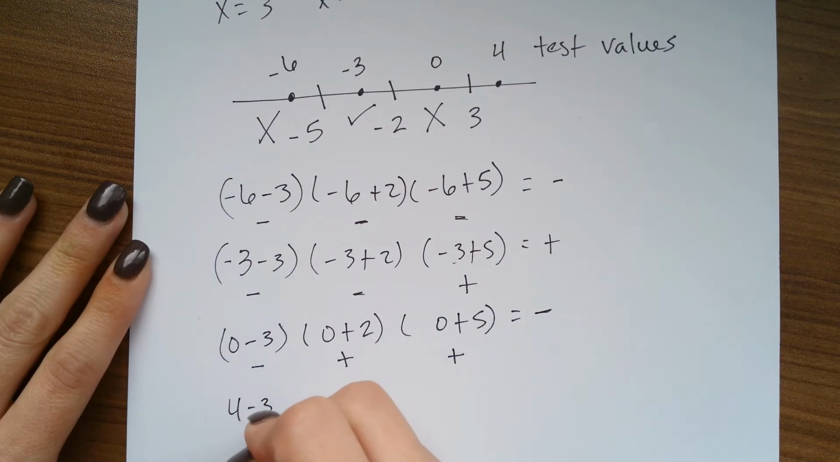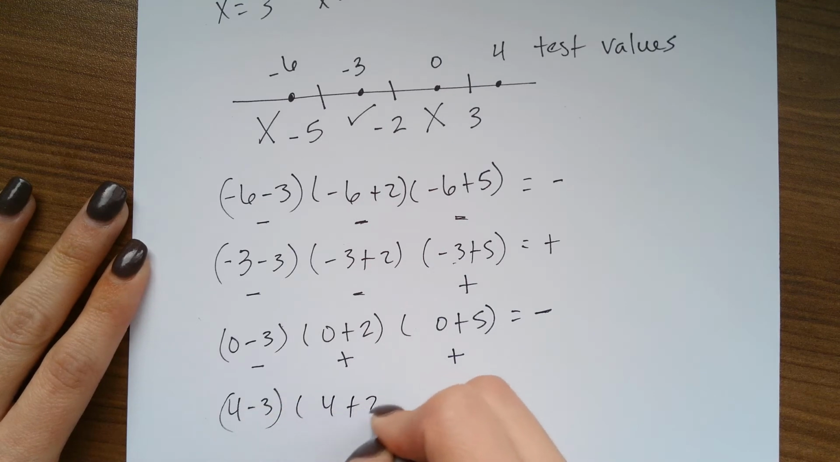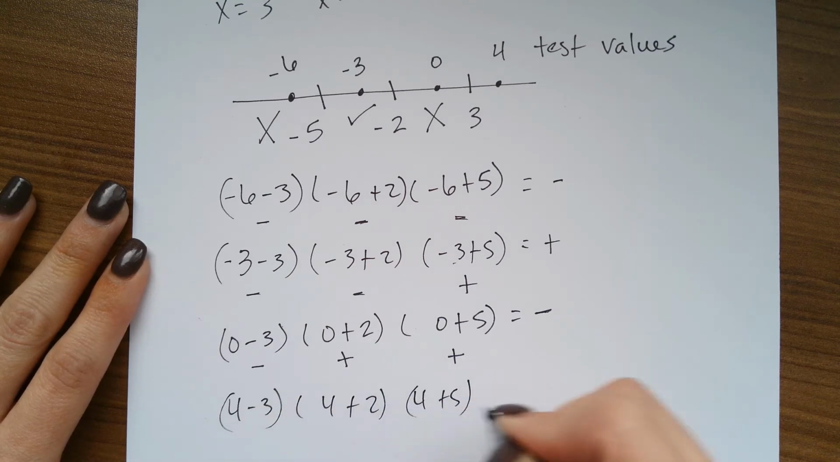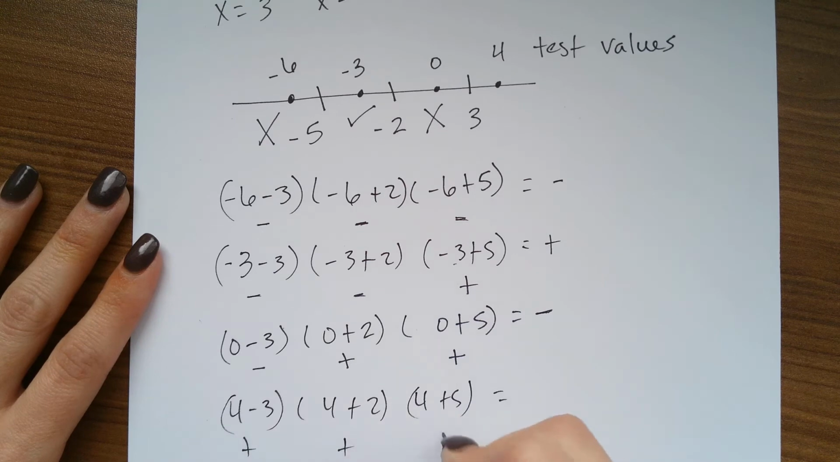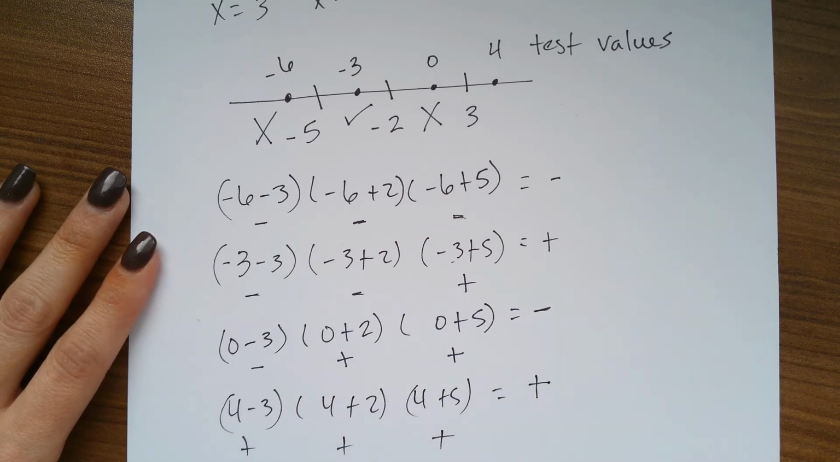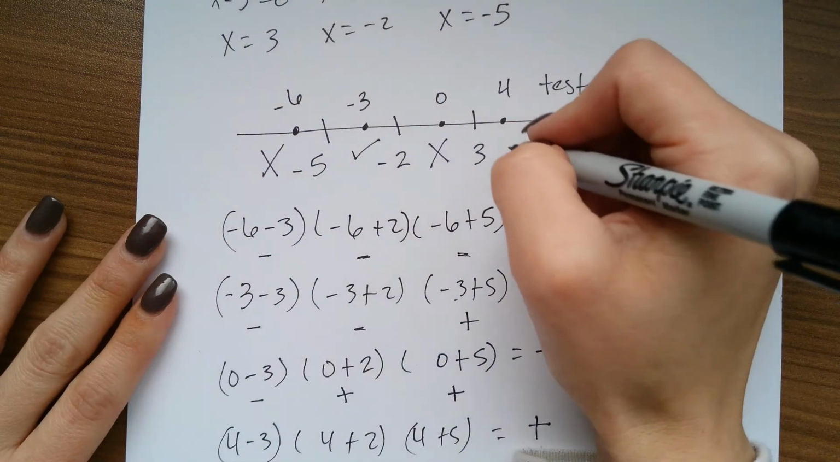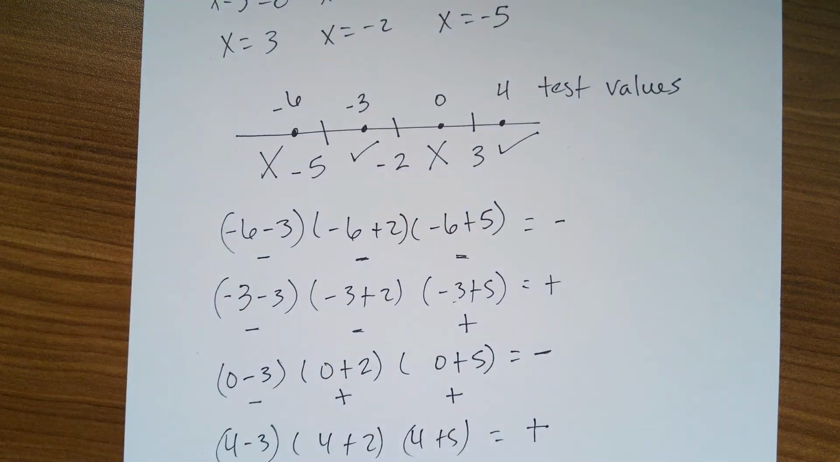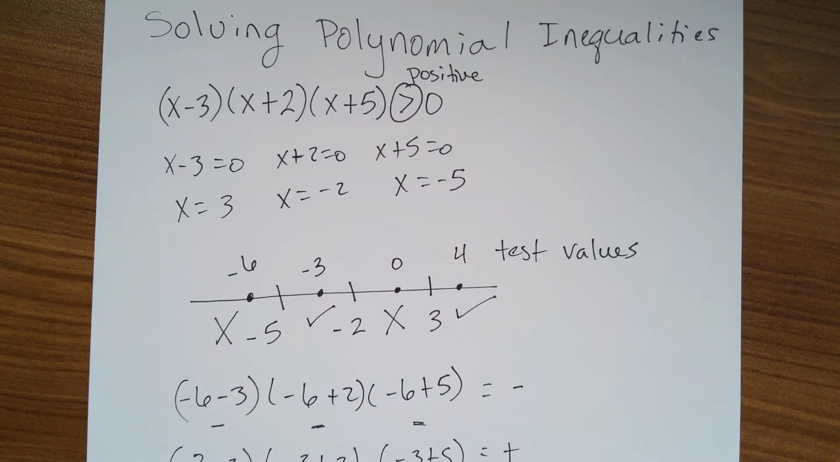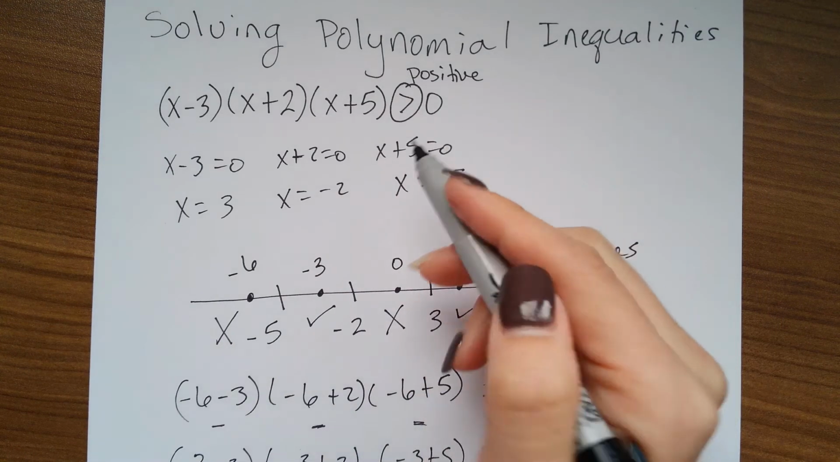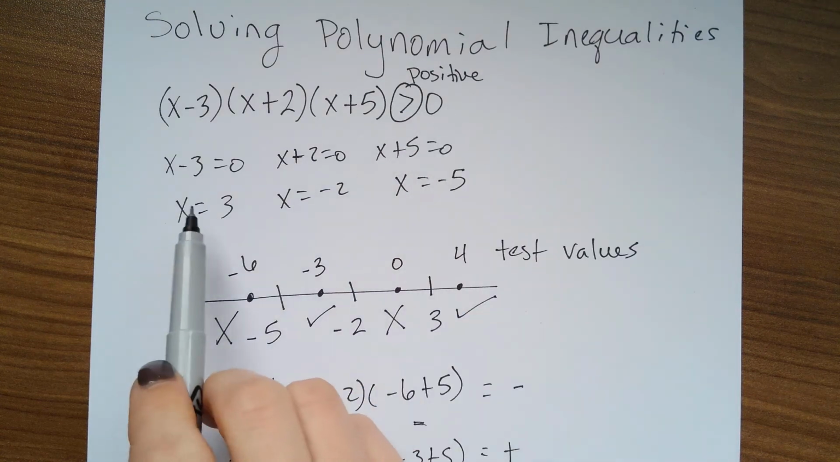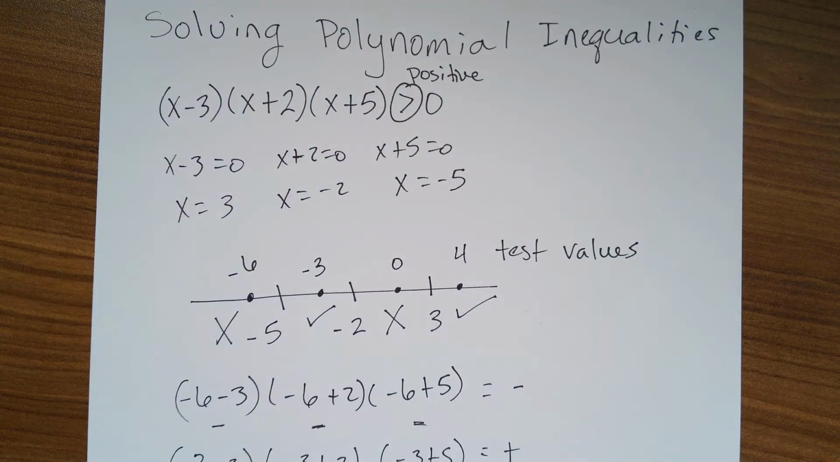So 4 minus 3, 4 plus 2, 4 plus 5. This is positive, positive, and positive, which gives me a positive, which is what I am looking for. So I know everything greater than 3 will be part of my solution. So now actually writing my solution, remember here I don't have the equality bar, so none of my zeros will actually be part of my solution.